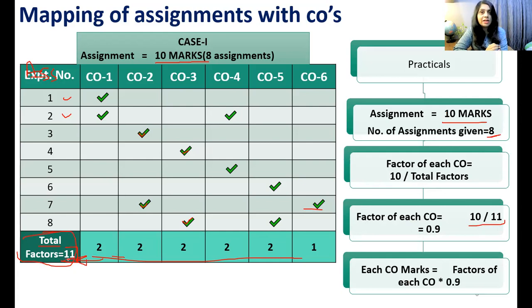So for the factor of each CO, you have to take this 10 marks divided by this number, whatever you get. It's not necessary that it will always be 11. Somewhere it is possible that CO1 is covered here also, here also, here also, here also. So here you will get 4. And in that case, your count will be not 11 but 30. So here you have to divide it by 30.